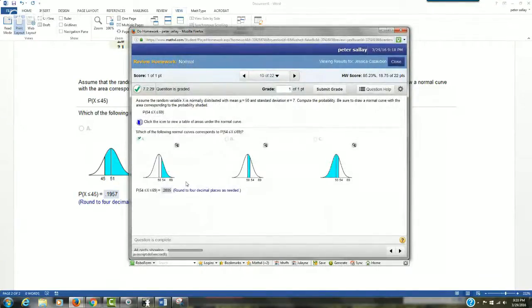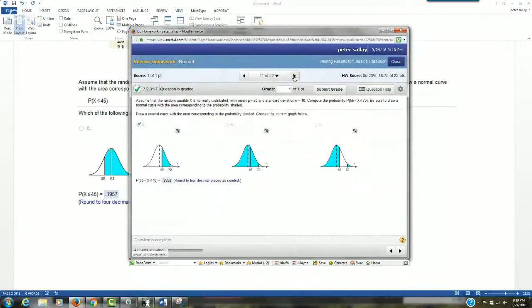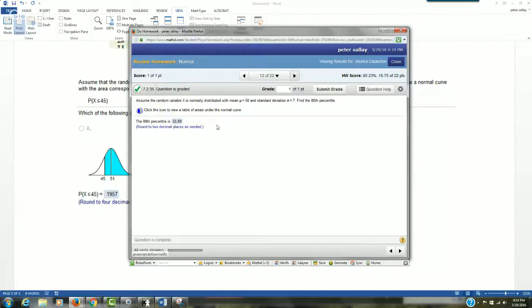Okay, so here's another one. This time you're shading in the middle. Do you want to do that one, or you feel good about it? I'm okay with that. That's fine. Here's another one. Draw a normal curve. Okay, so you're shading in the middle here, so another shade middle. That's not too bad. Find the 80th percentile. Okay, we can look at that one.